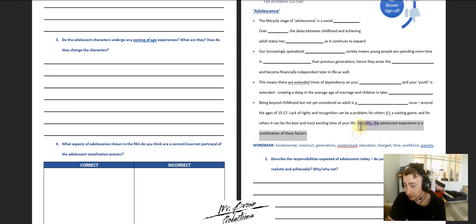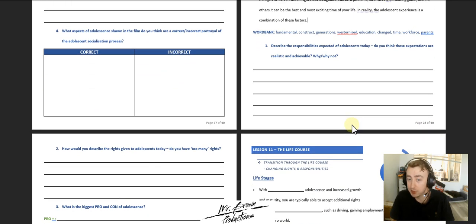But in reality, the adolescent experience, I think, is a combination of all these factors. And that's where the social construct of adolescence comes into play a bit. We're going to explore that with a few of these questions here. So the first one is to describe the responsibilities expected of adolescents today. I want you to describe one or two elements, and then tell me, do you think these expectations are realistic and achievable?